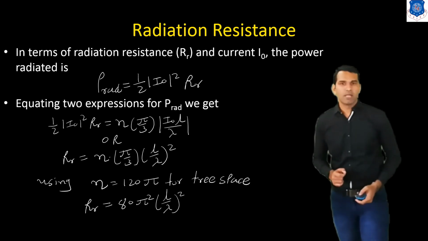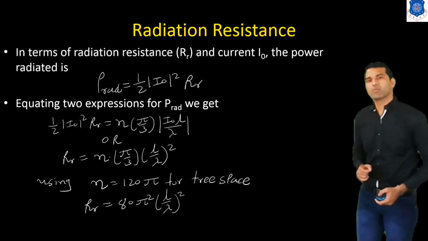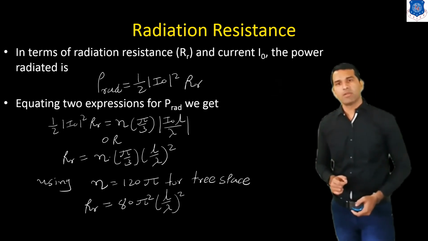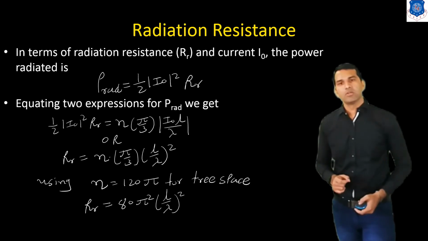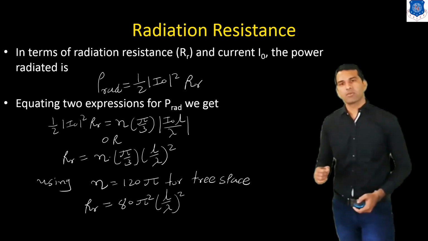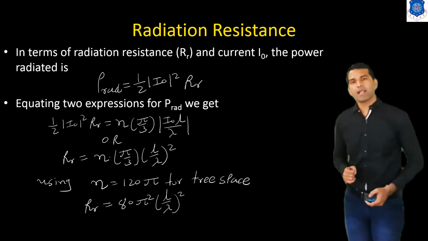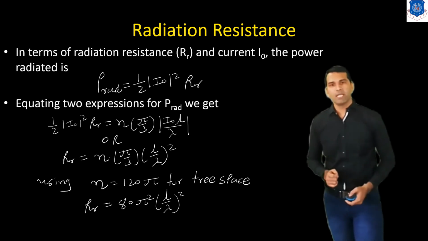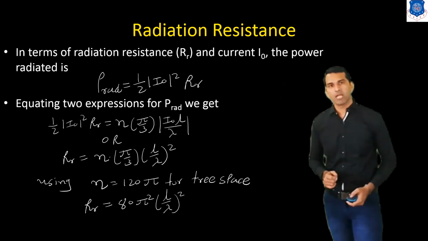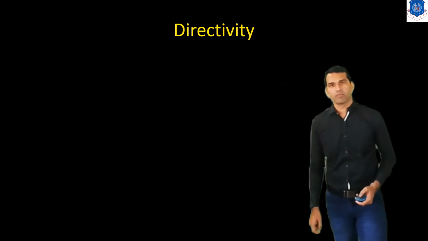Now we know that eta is equal to 120 pi. So for free space, the eta value is 120 pi. When we substitute the value of eta in the RR equation, we get RR is equal to 80 pi square (L by lambda) square. So this is the radiation resistance equation for the oscillating dipole or infinitesimal dipole.